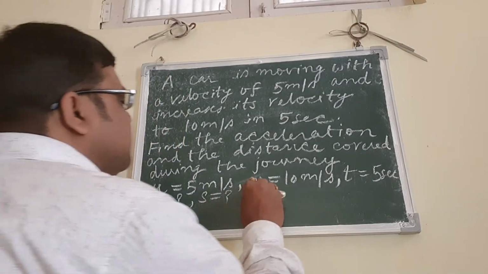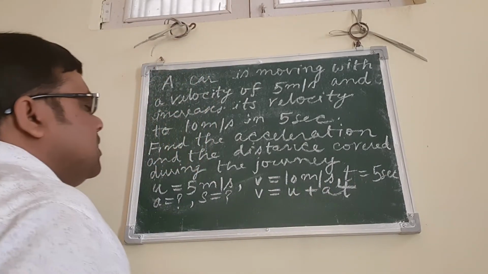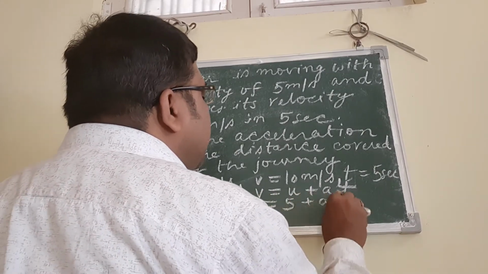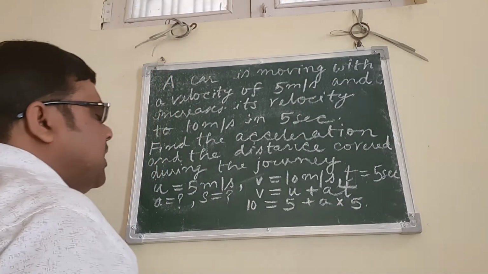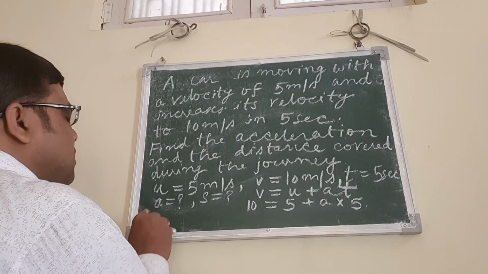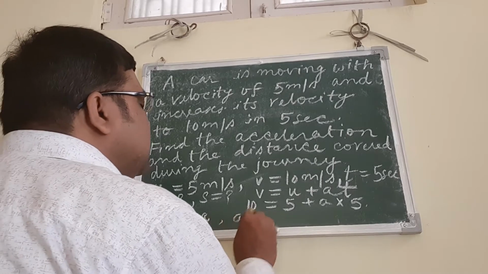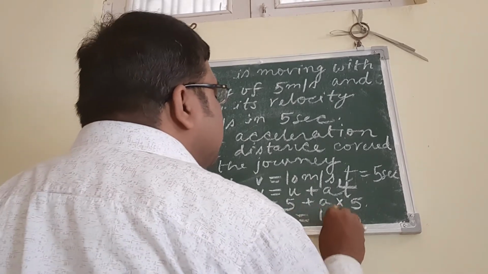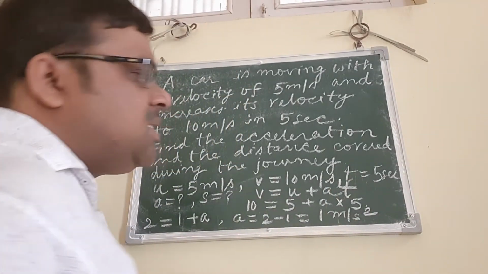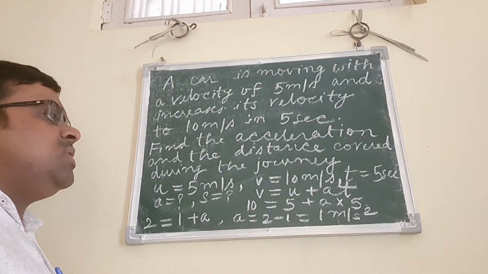So we are applying the first equation of motion. v is equal to u plus at. Substituting the values, v is 10, u is 5 plus a into 5. Dividing the whole equation by 5, we get 2 is equal to 1 plus a. So a is equal to 2 minus 1, so it is 1 meter per second square. So this is our acceleration from the first equation of motion.